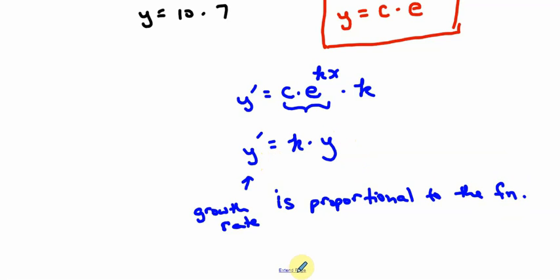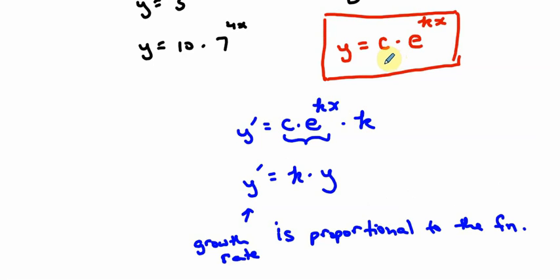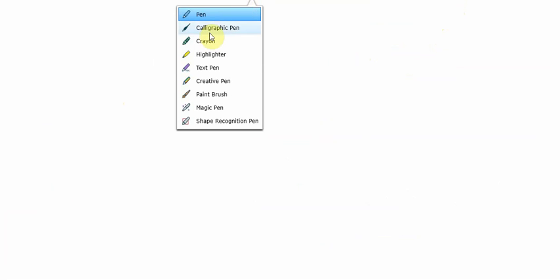Now, to solve these differential equations, what we're really after is: what is c? What number is c? And what number is k? Because e, we know what e is, and x is a variable, and y is the function. So it really boils down to c and k. I'm going to do one example of that, and that's probably all I'm going to do for this first introduction.